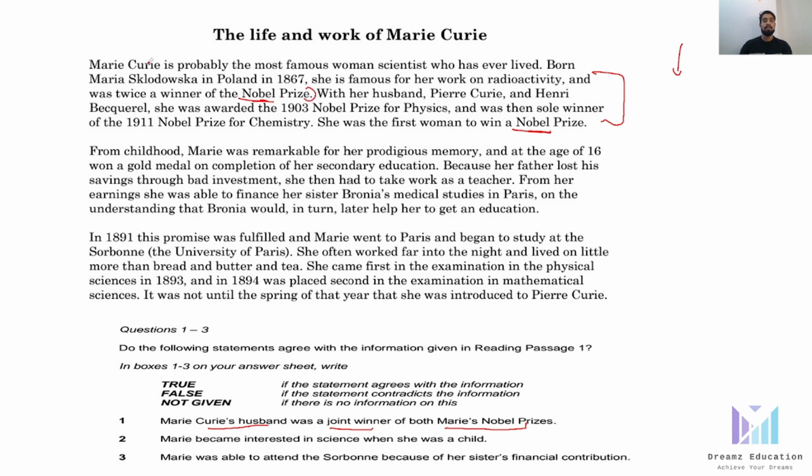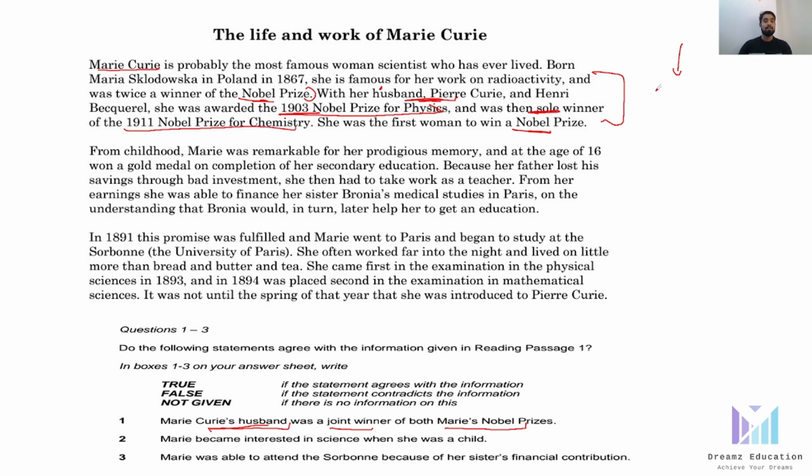Who was the twice the winner? Marie Curie was twice winner. The question is related to Marie Curie's husband, correct? So she was twice the winner of the Nobel Prize. With her husband Pierre Curie and Henri Becquerel, she was awarded the 1903 Nobel Prize for Physics. In this case her husband was also part of it. And what is sole winner? She was the winner alone of the 1911 Nobel Prize for Chemistry.